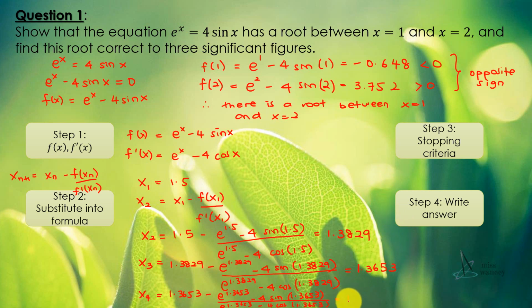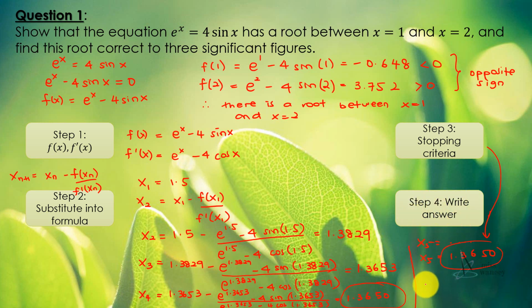Okay, so this one is 1.3650. So you're going to repeat again to get x5. Repeat the same procedure. So what we have is 1.3650. Now once you get the same number twice, that is the third step, which is the stopping criteria. If you keep on repeating the same number twice, then you can stop. I see 1.3650, 1.3650, so I can stop at x5.